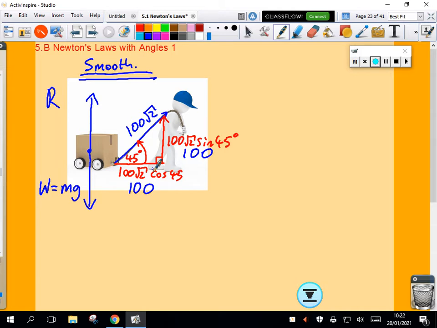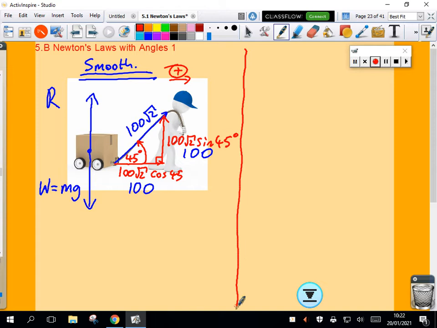Horizontally, there's only one force happening, so there will be a net force horizontally. It's going to be to the right, so I'm going to call this a right positive system. So there is going to be a net force to the right, which means the box is going to accelerate to the right.